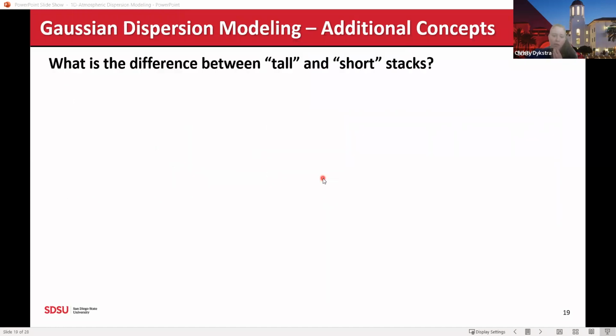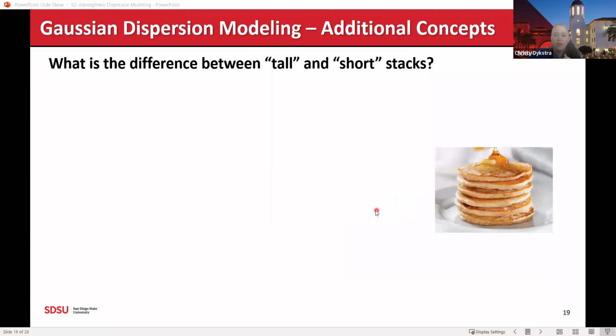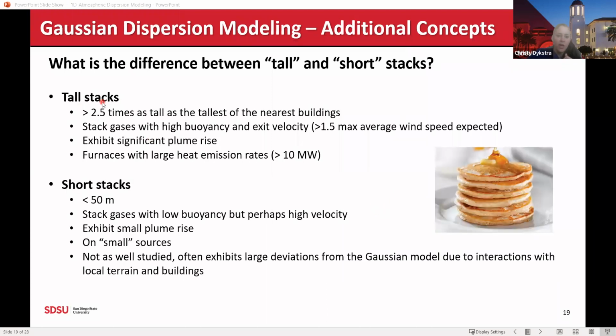Okay, quick thing. Usually I'll ask you in class, what's the difference between tall and short stacks? But it is kind of obvious. Tall stacks, we have certain conditions. They're generally 2.5 times as tall as the tallest of the nearest buildings. They have high buoyancy and exit velocity, significant plume rise, and so on. Short stacks are generally smaller.